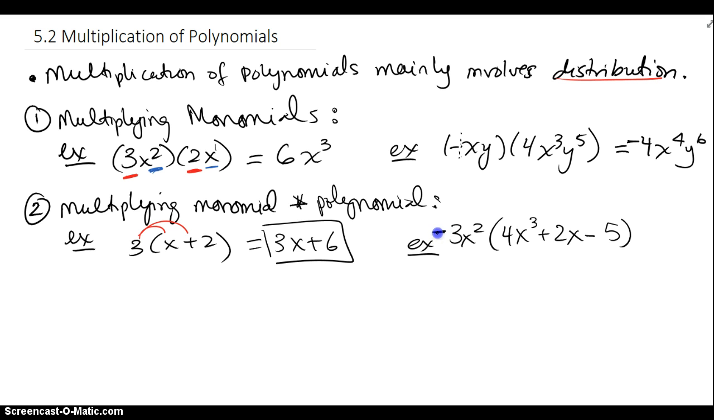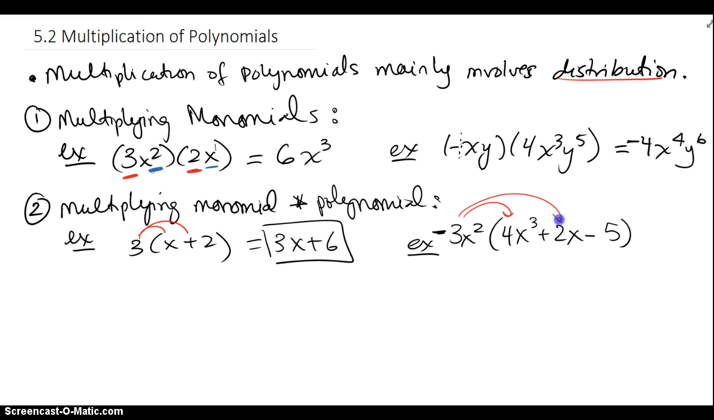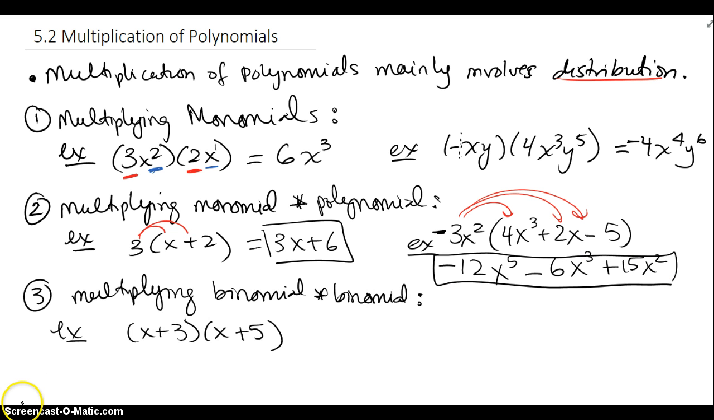Next example, I'm going to look at this. Let's make it a negative. It's a little bit better. A monomial times a trinomial this time. So again, all we do is distribute into each term, and we end up with a -12. X to the 2 and 3 gives me 5, and a -6. X to the 2 and 1 gives me 3. Negative times negative is a positive 15 x squared. So there's our final product.